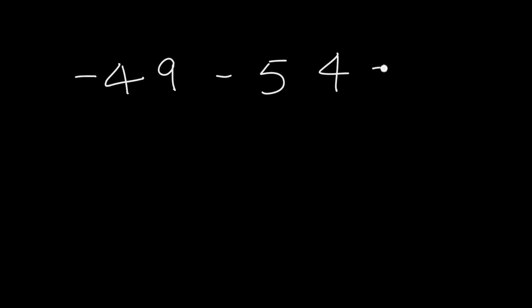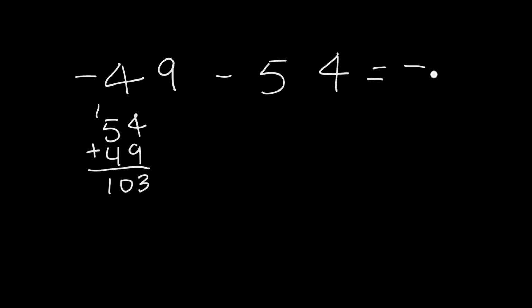Now, subtract negative 49 and let's subtract 54. Now, to speed up the process of subtracting integers, you should know by now that these two numbers need to be added together. So let's go ahead and add. 4 plus 9 is 13, carry the 1. 1 plus 5 is 6, plus 4, 10. The final answer is negative 103.